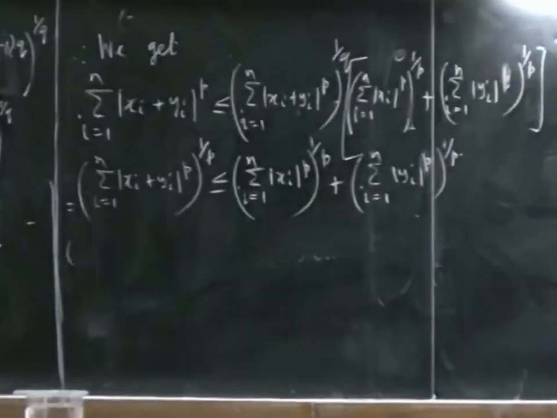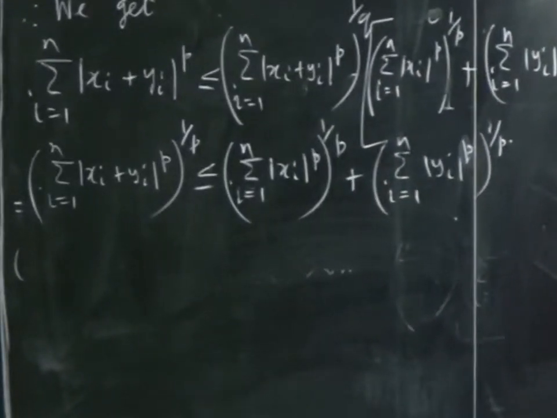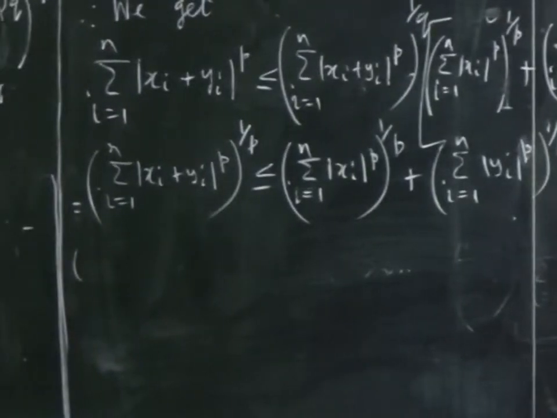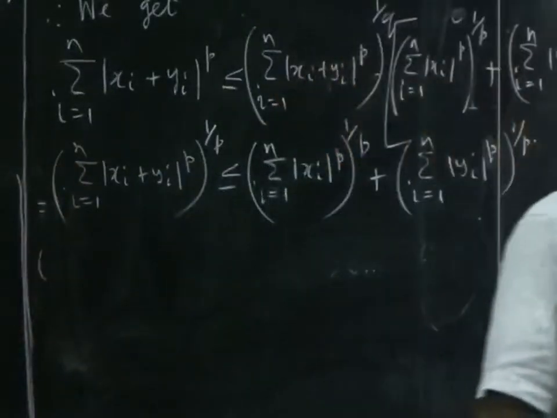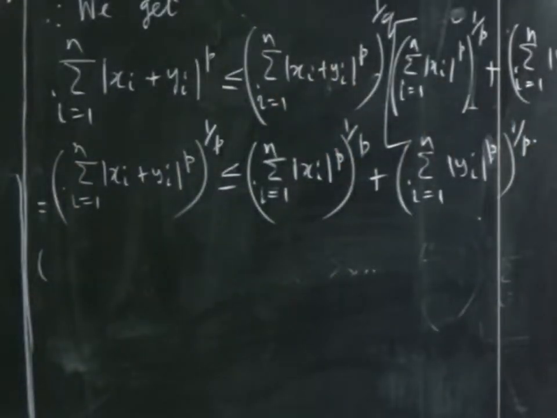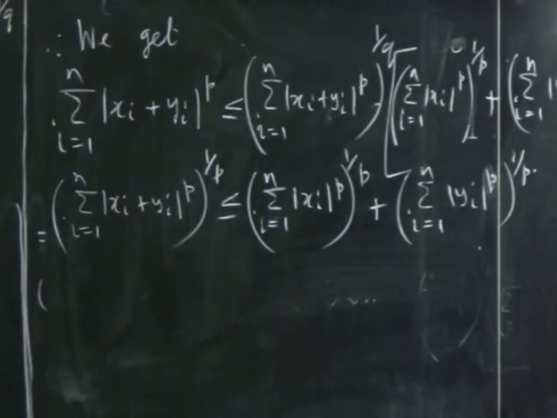This is what is known as Minkowski. In all these cases, equality will hold only if they are linearly dependent. You will trace back all the places where equality holds and you will get that. So that is what is known as Minkowski's inequality. So now I lost the number. So this is called Minkowski.